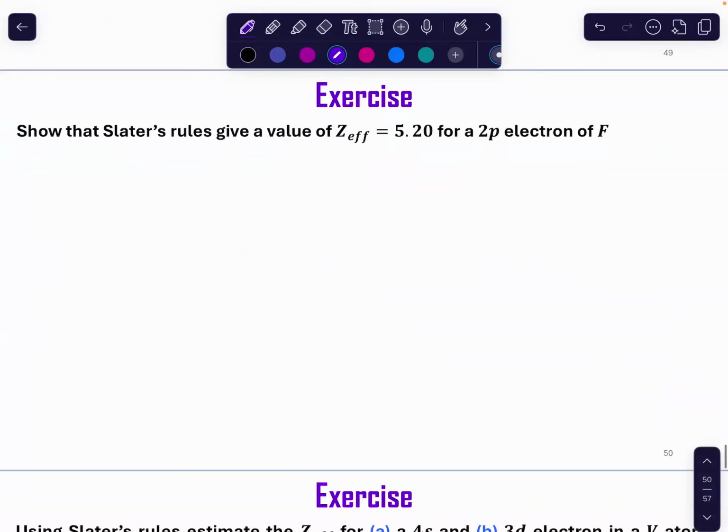Okay, so let's use Slater's rules to show that the Z effective is 5.2 for a 2p electron of fluorine. Fluorine is going to be 1s2, 2s2, 2p5. Now we look at the periodic table. Z equals 9. We're looking at one of the 2p electrons.